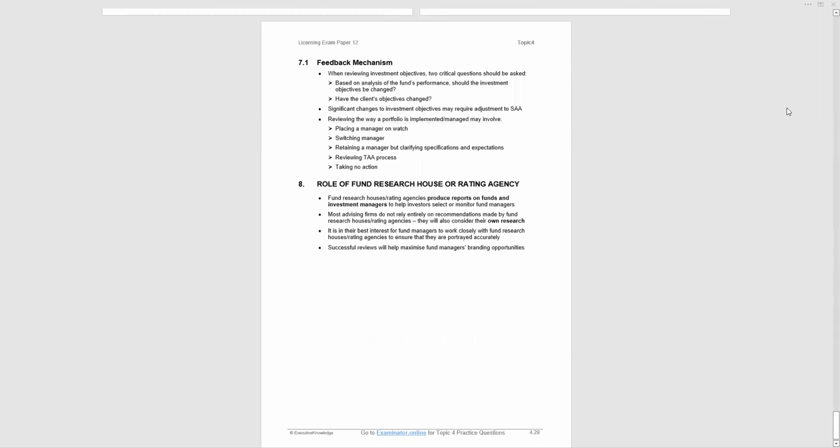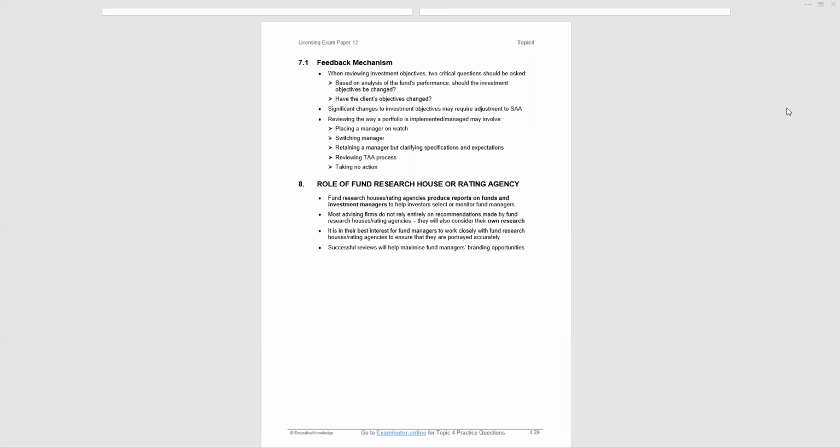So what is the feedback mechanism? When reviewing investment objectives, 2 critical questions should be asked. Based on the analysis of the fund's performance, should investment objectives be changed? That's just what I said. Have the client's objectives changed? Significant changes to investment objectives may require adjustment to the strategic asset allocation, and reviewing the way a portfolio is implemented and managed may involve placing a manager on watch.